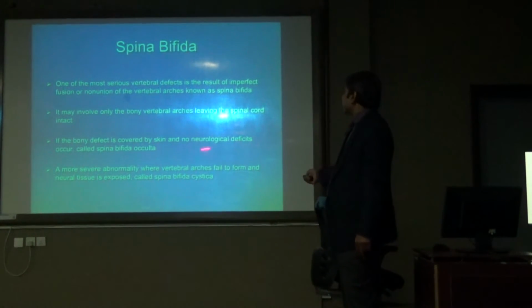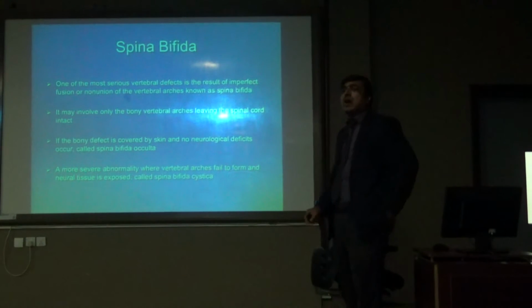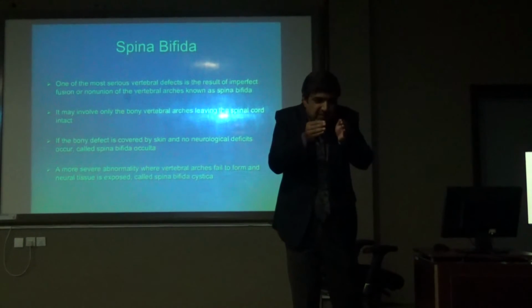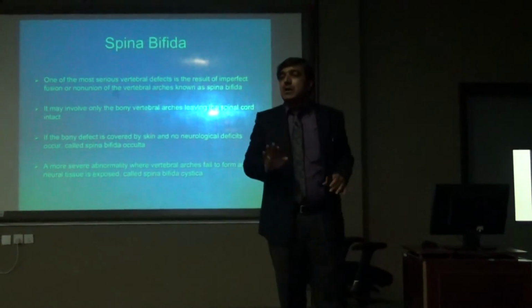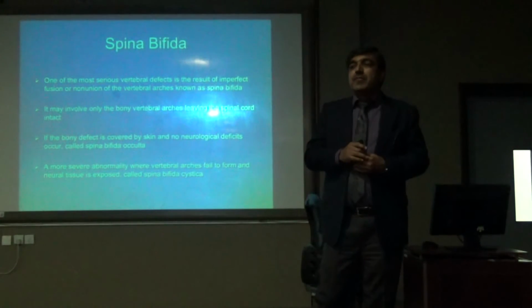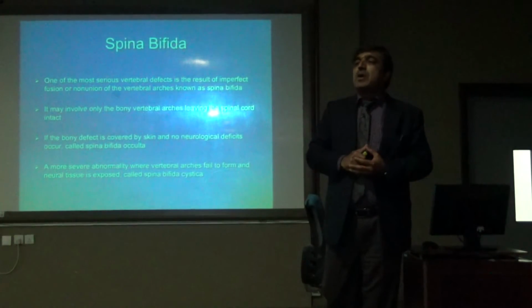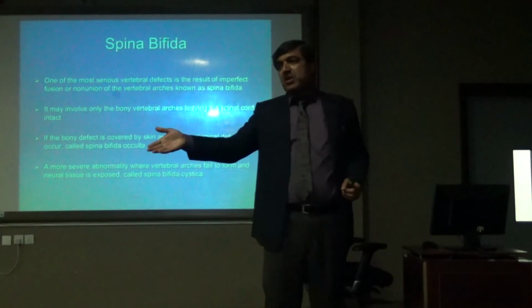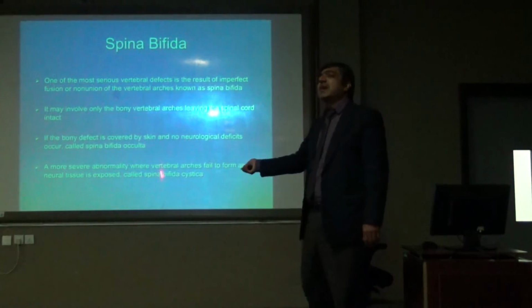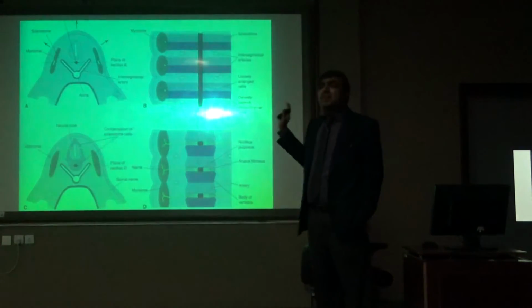If the bony defect is covered by the skin and no neurological deficit occurs, it is called spina bifida occulta. Although it is not fused together, the skin covers it and the baby is absolutely normal, no bulging. The defect is there, but the baby is normal. But if the spinal cord is projecting a lot and you can see it with your eyes, this is known as spina bifida cystica. You just remember spina bifida, that is enough for you.